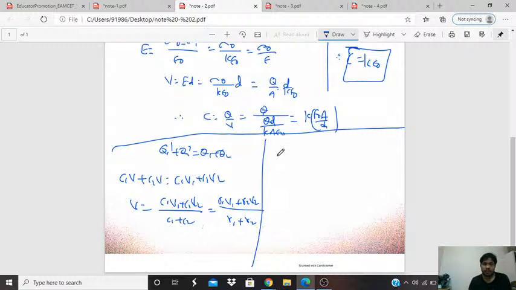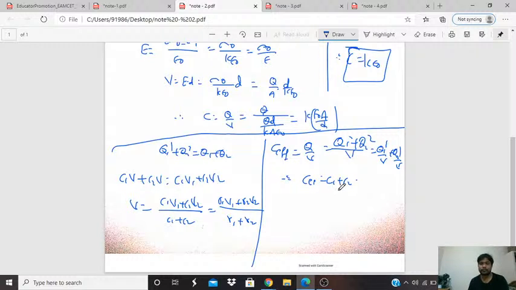So what about the effective capacity? C effective is Q by V. Q equals Q1 dash plus Q2 dash, by the common potential V. So we can write Q1 dash by V plus Q2 dash by V. That is, C effective will be C1 plus C2, which means they are in parallel combination.